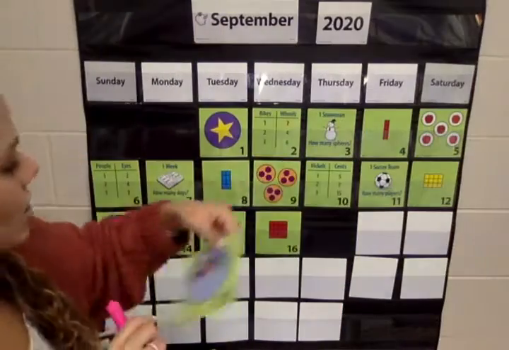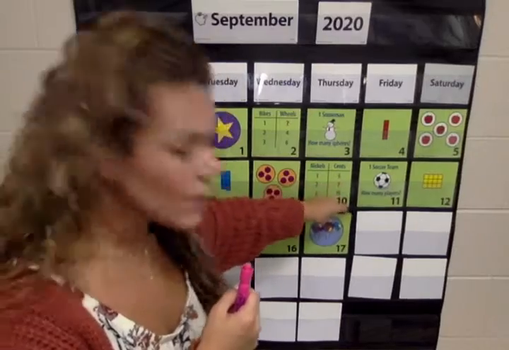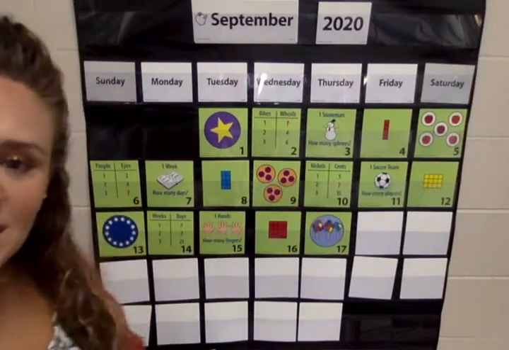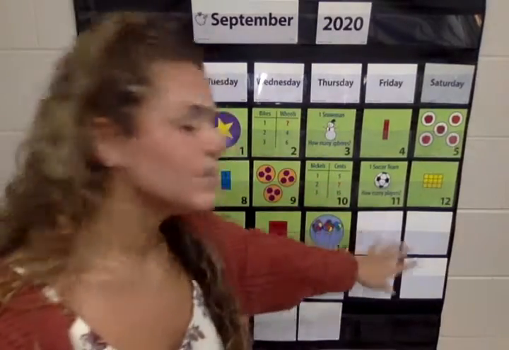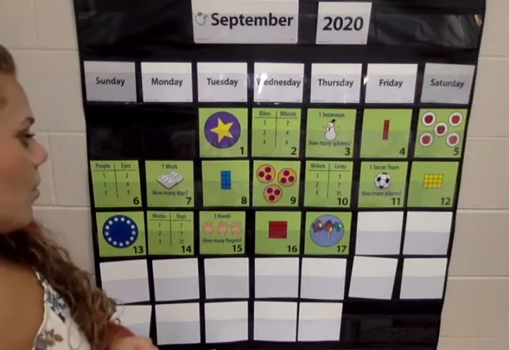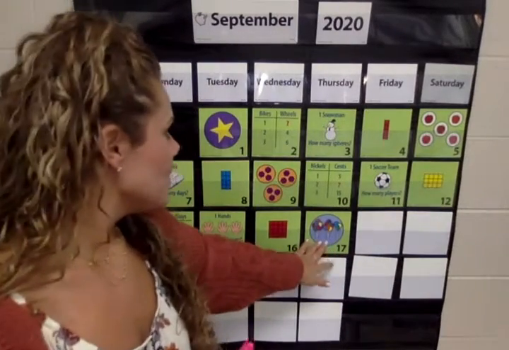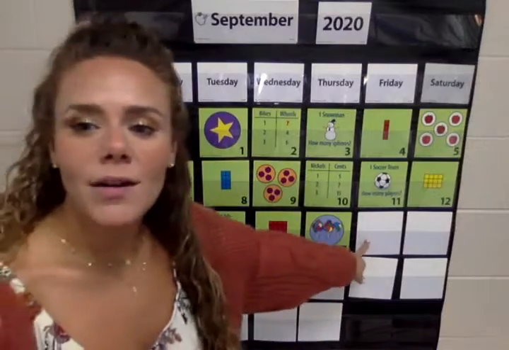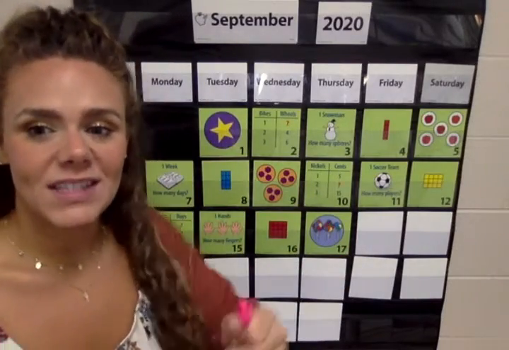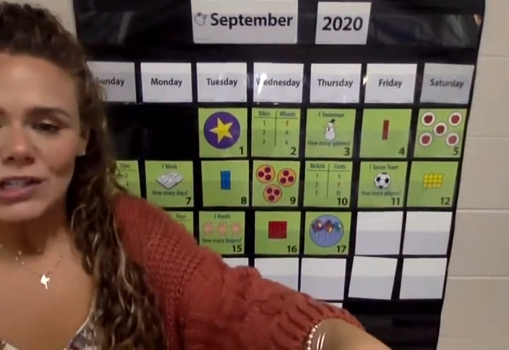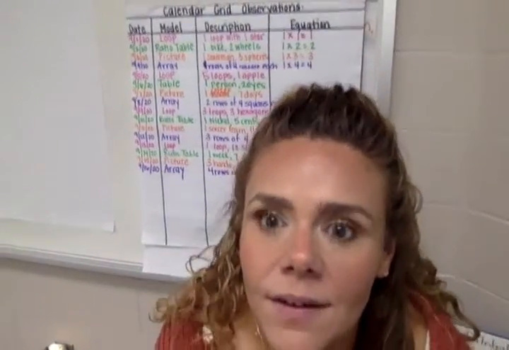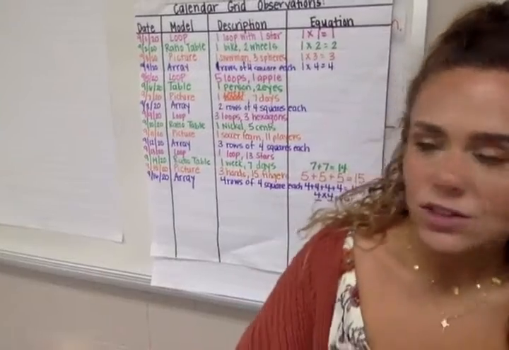Let's add that to our calendar grid. But before we do that, what do you predict for tomorrow? What do you think tomorrow's calendar card will look like? Well, we have a loop. What do you think tomorrow might be? I want you to make a prediction and see if you're correct. And I'm going to turn the screen today. We're going to update our calendar grid observations.